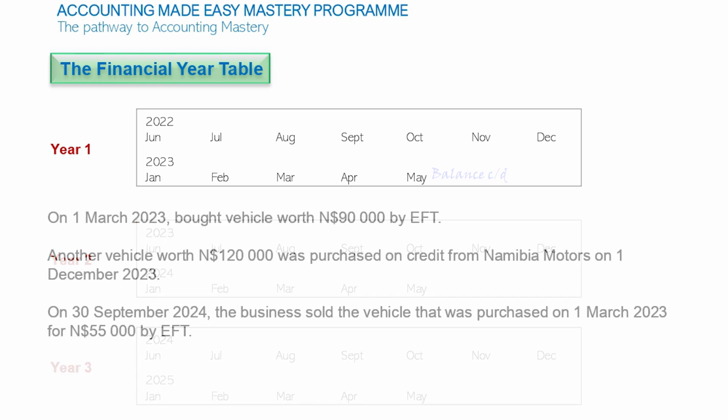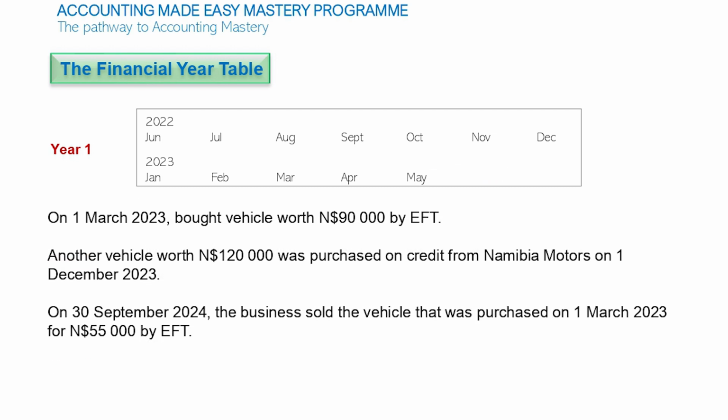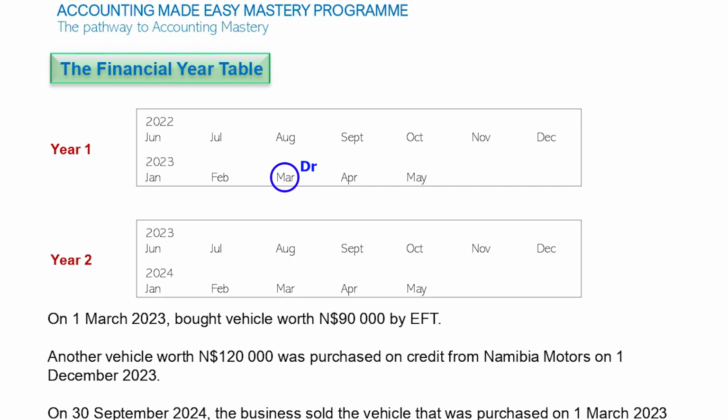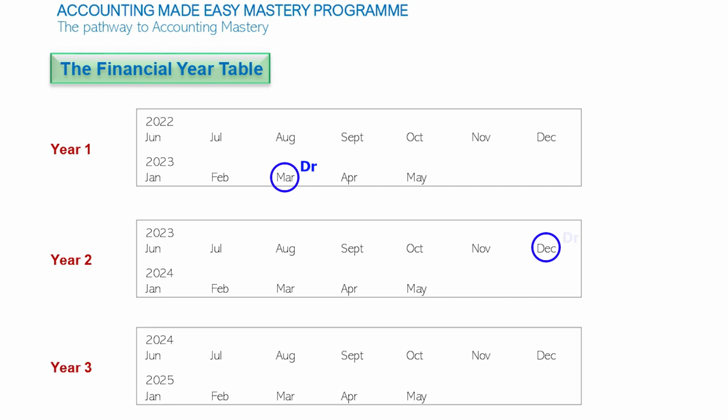We'll go back to the question and then we just try to find out which vehicle was bought when. The first one, the statement says that it was bought in March. So March 2023 is in which year? It's in year 1. So you are going to circle March and then indicate it's a debit side because we bought. And then the next one, when did we buy or sell? It was in December 2023, so you circle December 2023 and indicate it as debit side.